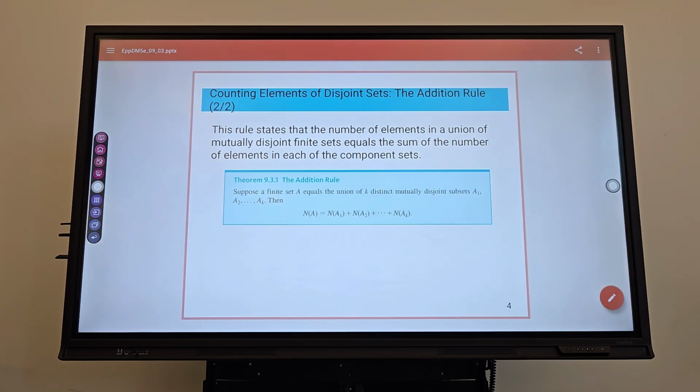The rule states that the number of elements in a union of mutually disjoint finite sets equals the sum of the number of elements in each of the component sets. Just kind of common sense. 2 sets that don't have any elements in common, the total number is the number of each set. Common sense.